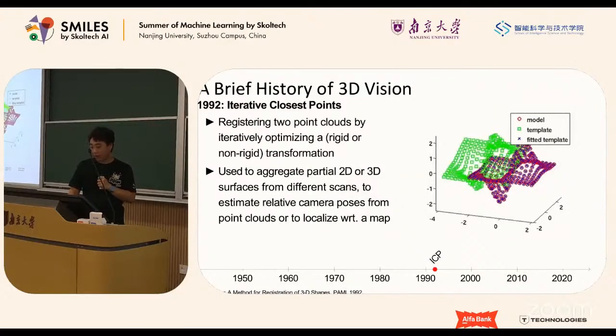ICP, or iterative closest point, is another famous idea developed in 1992. It can align two different point clouds. Currently, maybe we are familiar with the Kinect, the depth sensor. The depth sensor can provide us different scans of a room. But in many cases we don't know the exact location of each scan, so we can use the ICP algorithm to align the two 3D point clouds into a merged one.